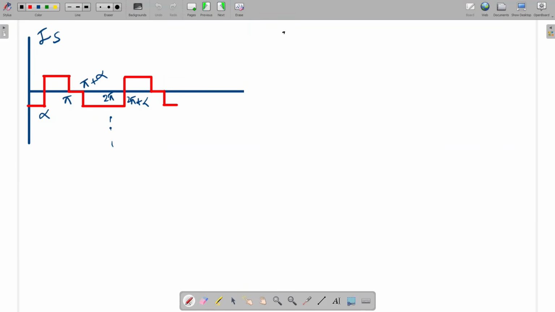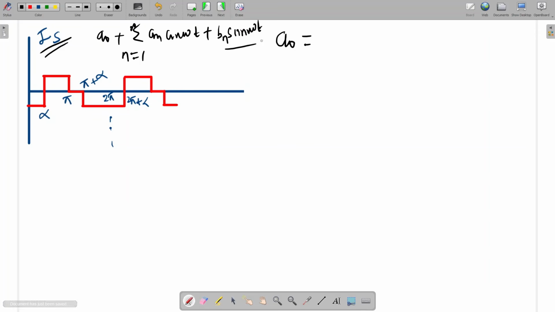See, what will be the A0 value? Can anyone tell? This is one waveform. For this, what is the Fourier series formula? Fourier series is A0 plus sigma n equal to 1 to infinity of An cos n omega t plus Bn sin n omega t. Can anyone tell what will be the value of this A0 here? Already we have calculated. A0 means average value. A0 is 1 by T into the integral of f(t) dt.